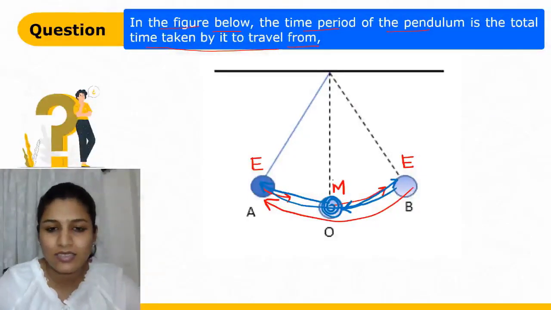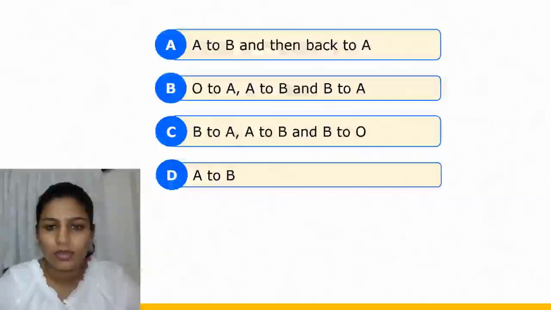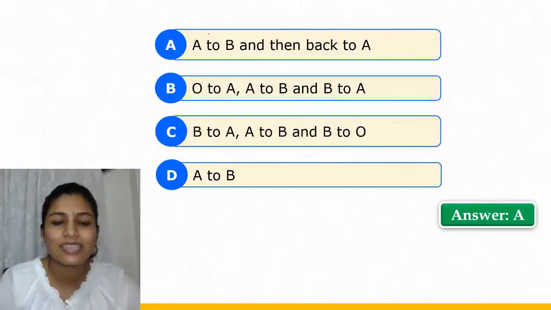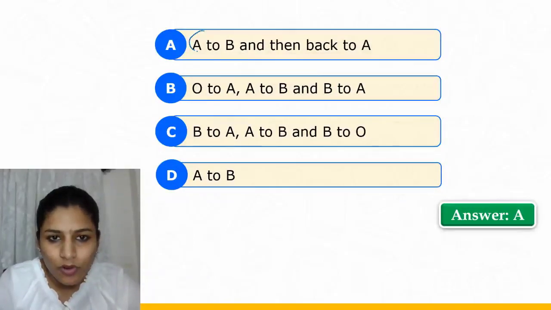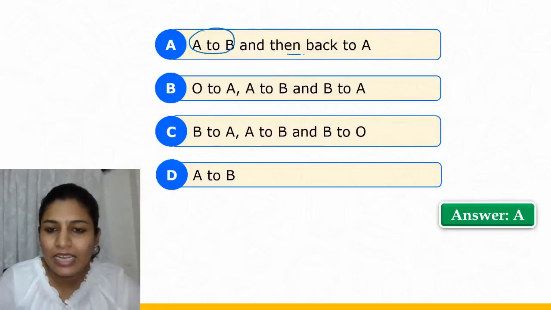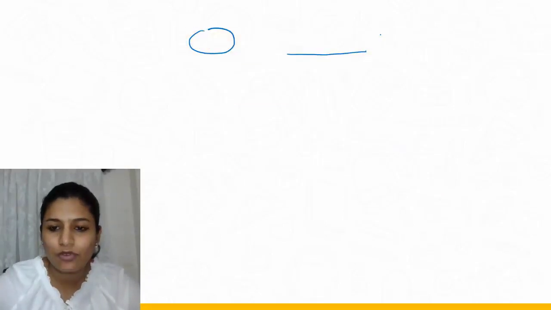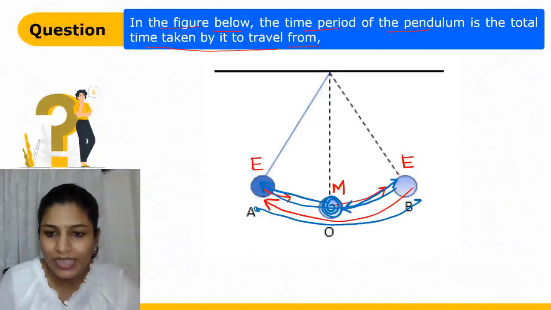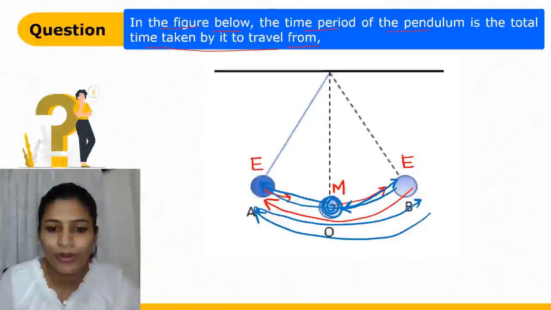Now let us just look at the options that are being given to us. These are the options, and according to these options, as you can see, when the pendulum moves from A to B and then again back to A, as I have told you in the example here, that from A to B and again coming back to point A.